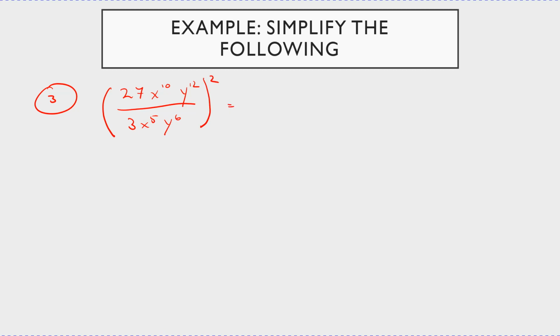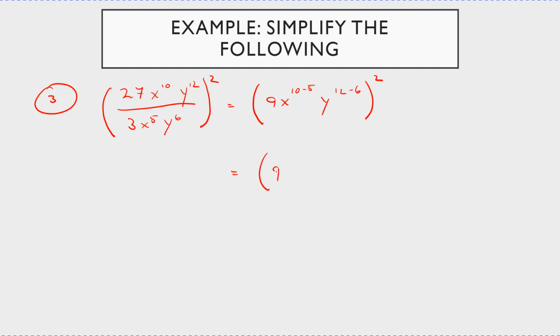All right, so there's a bunch of ways you could do this. You could distribute the 2 to everything first, but what I really think is easiest here is to clean up what's inside the parentheses before you distribute this squared outside. So start here. What's 27 divided by 3? That's 9. This becomes x to the 10 minus 5, and this becomes y to the 12 minus 6. Just following our rules, all squared.